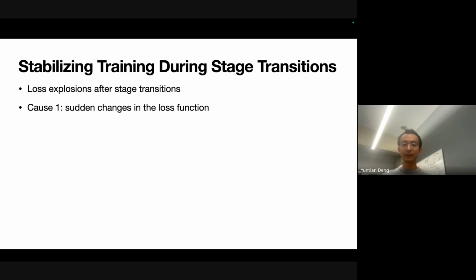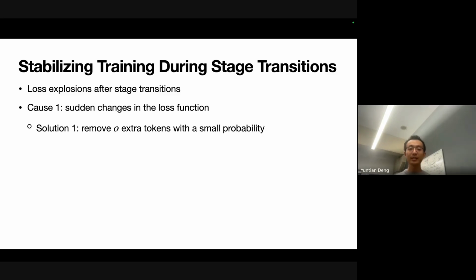So this is the first cause, the sudden change in the loss function after a stage transition. Our solution is that when we train this internalization process, instead of directly removing a set number of tokens, we randomly remove a small number of extra tokens with a very small probability. The idea is that we want to prep the model to see the next stage, even before we officially transition into it.